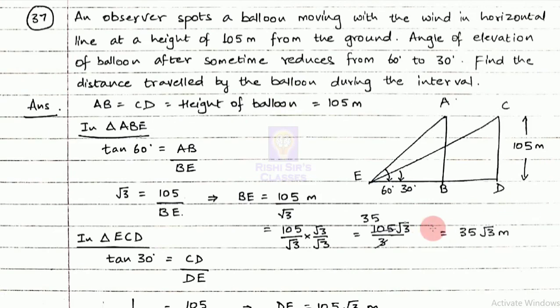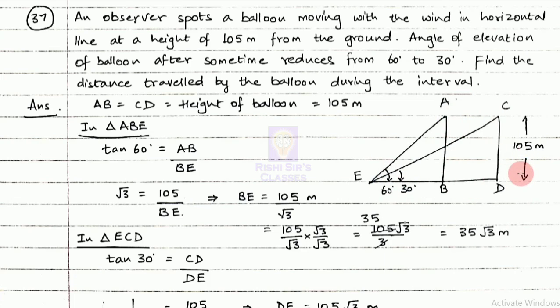We have been given a balloon. Now suppose the balloon is at position A and at position C. It is moving in the horizontal direction, so after this the angles are formed as 60 and 30. In the starting the angle was 60 degree, it reduced to 30 degree, but the height will remain the same. So AB is equal to CD.